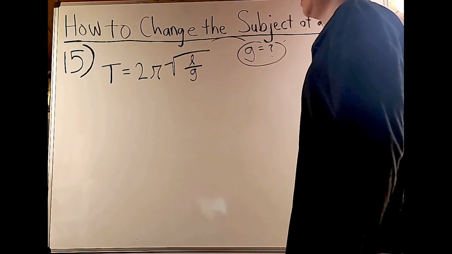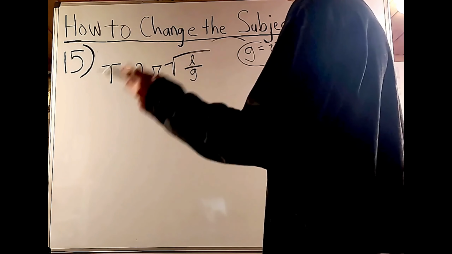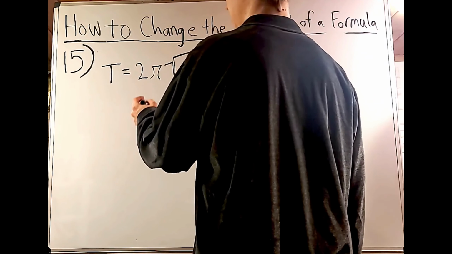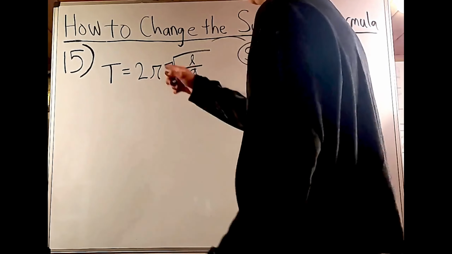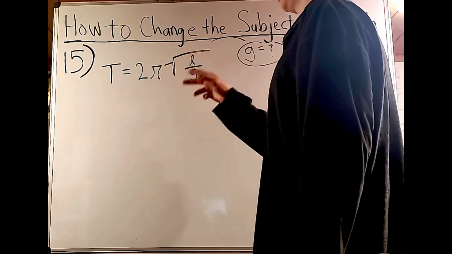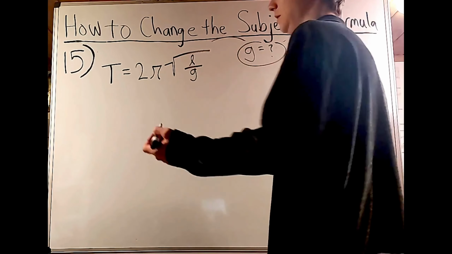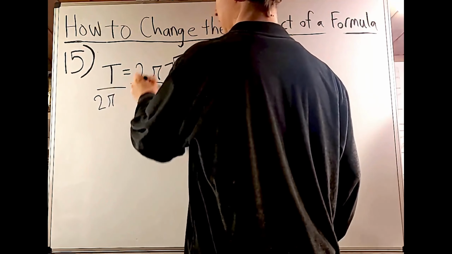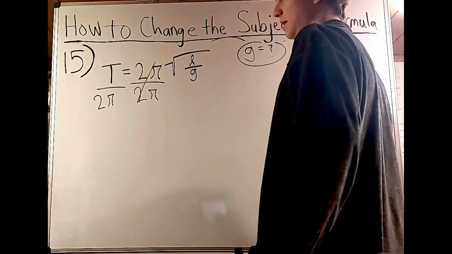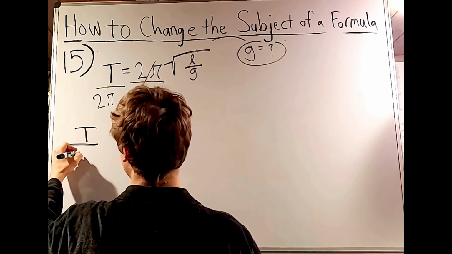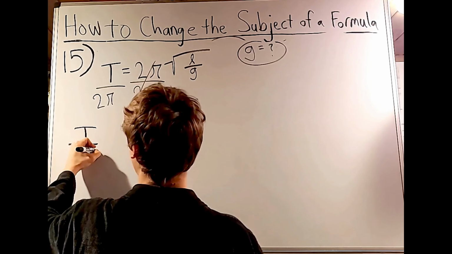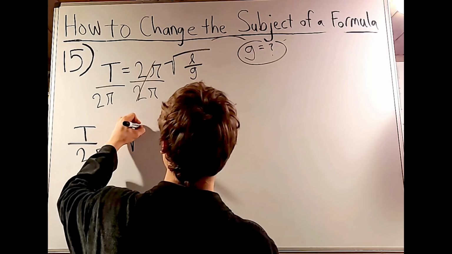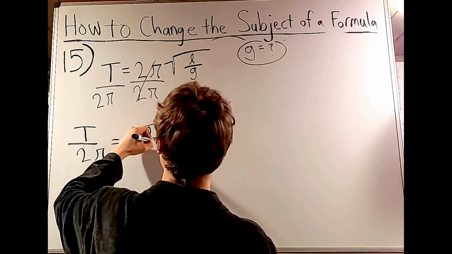In this circumstance, we're just going to first get rid of the 2 pi. How we're going to get rid of the 2 pi is we're going to look at the circumstance it's in: 2 pi times the square root of L over G. So to get rid of it, we're going to divide by 2 pi. And that cancels out on the right side there. And on the left side, we have T over 2 pi. Now that's equal to the square root of L over G.